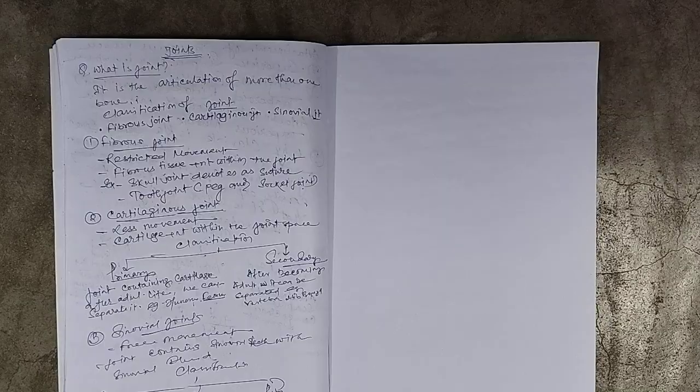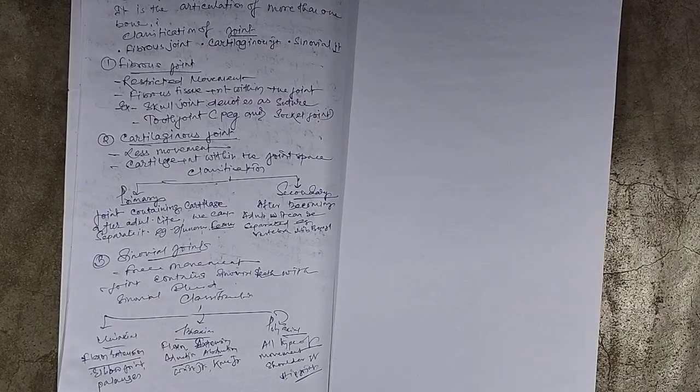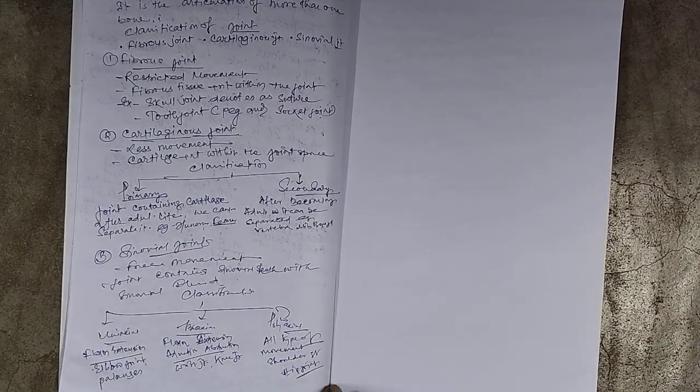The joint containing cartilage after adult life, we can't separate it. Examples are humerus and femur. And the secondary cartilaginous joint, after becoming adult, it can be separated. Examples: vertebra and hip bone joint. Then comes the synovial joint. In the case of the synovial joint, it has free movement, and this joint contains a synovial sheath with synovial fluid, and it is classified into three types.